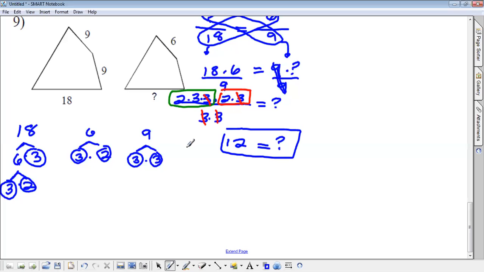If you don't like factoring, multiply 18 times 6, which will give you a big number, and divide by 9. Doing that will give you 12. Like I said, I would rather work with small numbers than big numbers. If you work with small numbers, the math will be easier. 18 times 6 will give you a very big number, and then divide by 9. Either one of them will give you the answer.